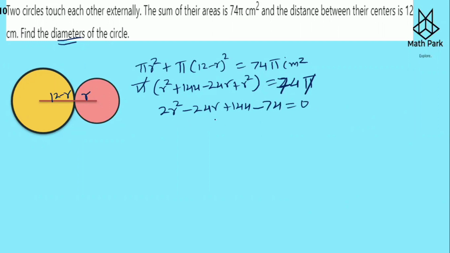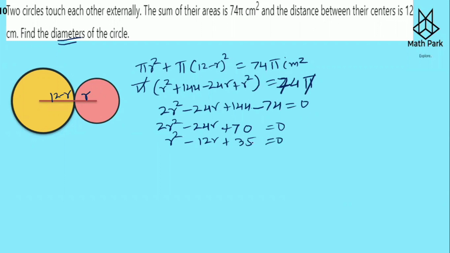So we have 2R square minus 24R plus 144 minus 74. 4 minus 4 is 0. 14 minus 7 is 7. So plus 70 is equal to 0. Dividing by 2 throughout, we get R square minus 24 divided by 2 is 12R plus 35 is equal to 0.